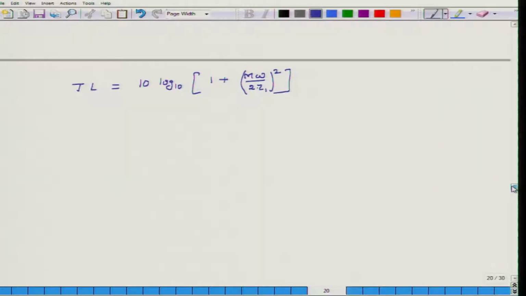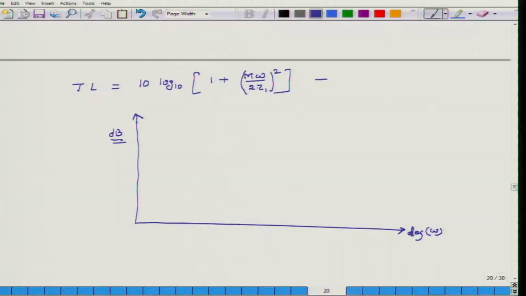And if I plot this curve on a Bode plot, so here I have log omega, and this is in decibels. Now, this has a low frequency asymptote and a high frequency asymptote. Low frequency asymptote means when omega is going to 0, the transmission loss is 0. So, it is like this, and high frequency asymptote is because of just this. So, it is a straight line like this, and the slope of this is 20 decibels per decade. Okay.